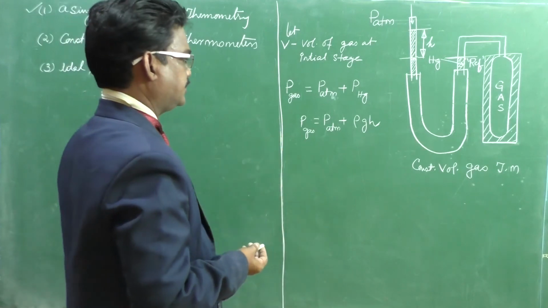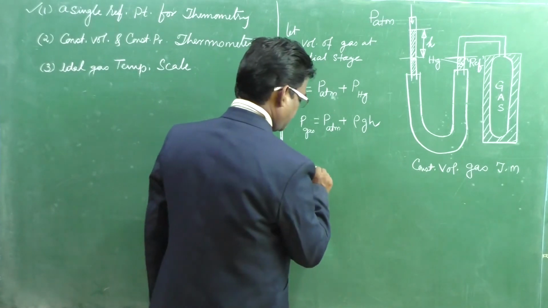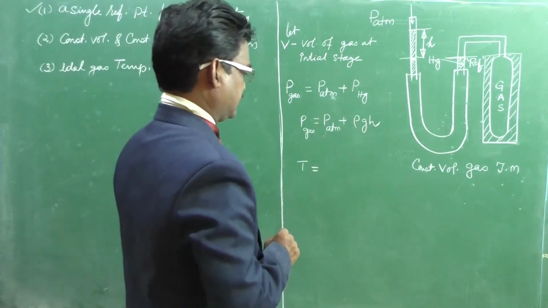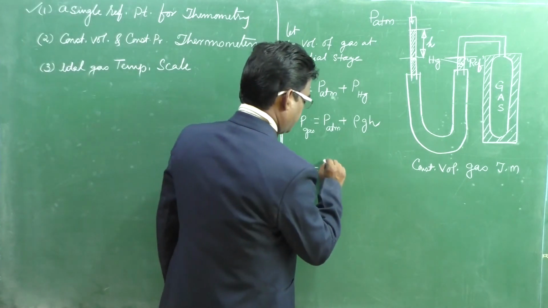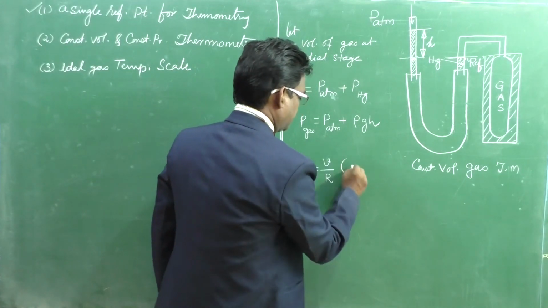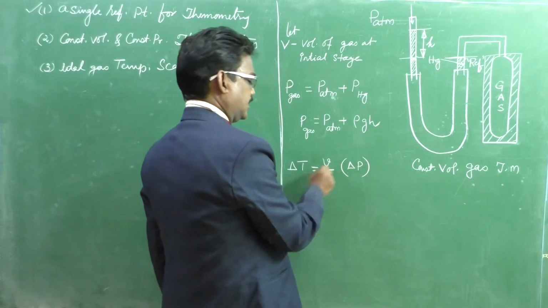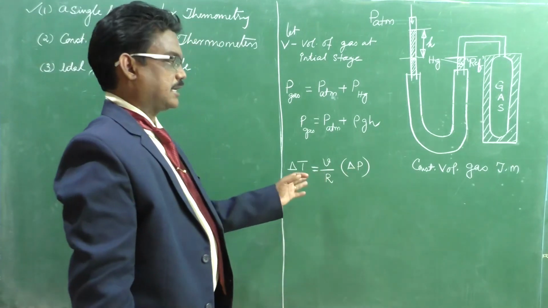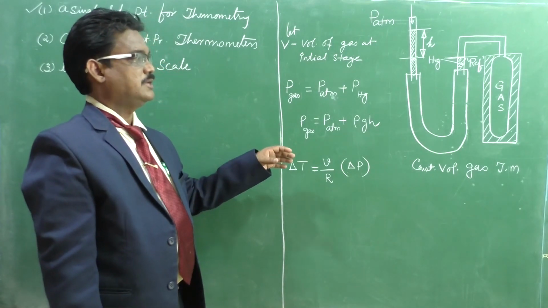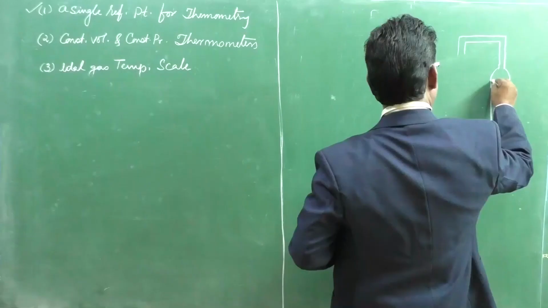Once you know the pressure, you can put in the gas equation we already derived: T equals P V by R. Here volume remains constant, therefore V by R is constant for the initial volume. Whatever delta P we observe, we can write delta T equals V by R into delta P. Now the same principle we can use for constant pressure.